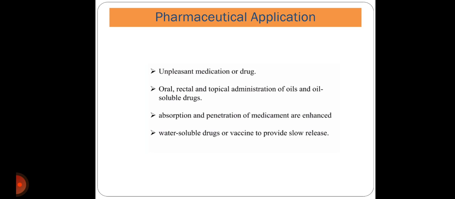Water soluble drug or vaccine to provide slow release. If we incorporate a water soluble vaccine or drug in the media surrounded by the oil phase, then its release will be slow, because the external phase is the oil phase. So these are some applications by which we can easily change the drug bioavailability and drug solubility. So emulsion is a very good and applicable dosage form.